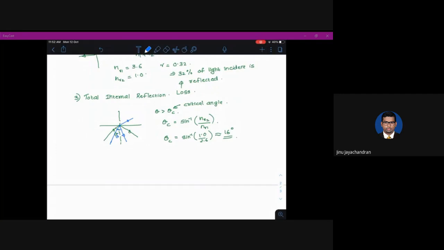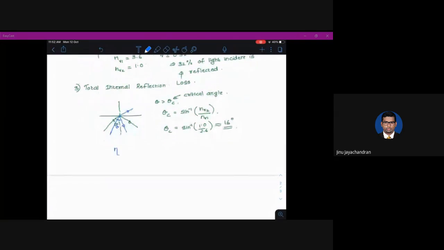All these losses will make my eta E, which is the extraction efficiency, low. The extraction efficiency typical value is around 0.2 to 0.3, which is like 20% or 30%, which means if there are 100 photons being generated in the PN junction, only 20 photons will come out. The light we will see.